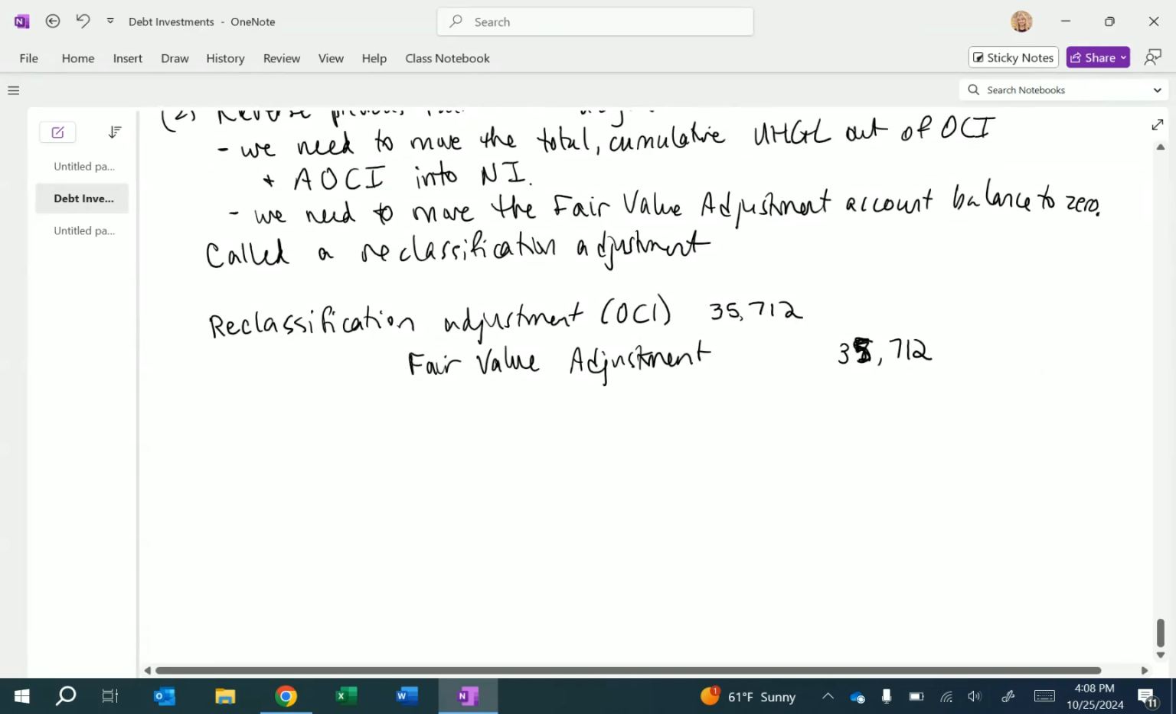So what this would look like if you think about accumulated other comprehensive income over the period: we increased it by 43,646 on 12/31/24. We decreased it on 6/30 by 9,934. We increased it on 7/1 by the 2,000. And what the balance is in AOCI related to this debt investment is a credit of 35,712. When we're booking this reclassification adjustment, we are stripping out everything from that accumulated other comprehensive income account.